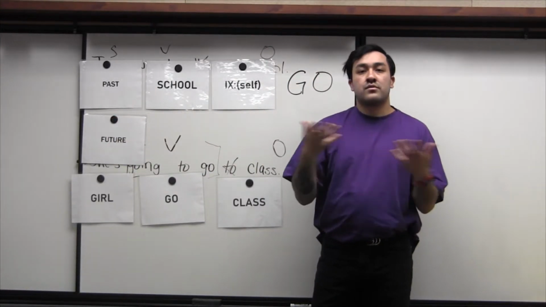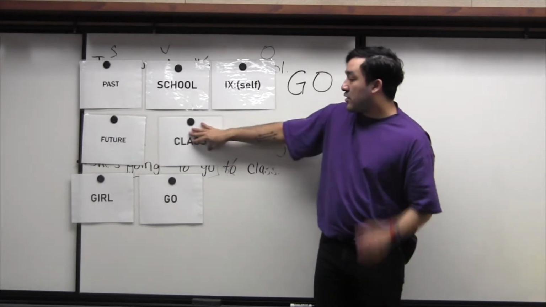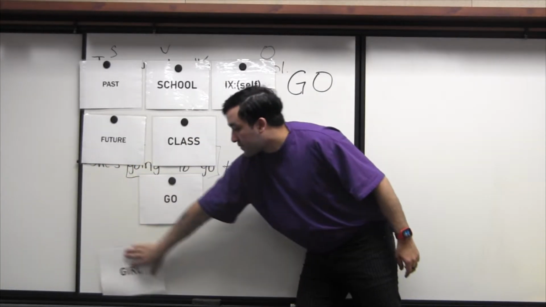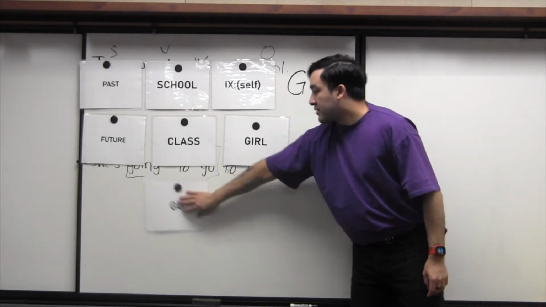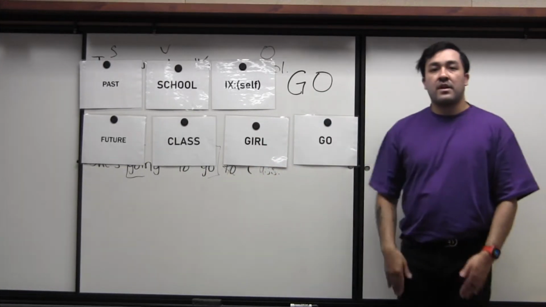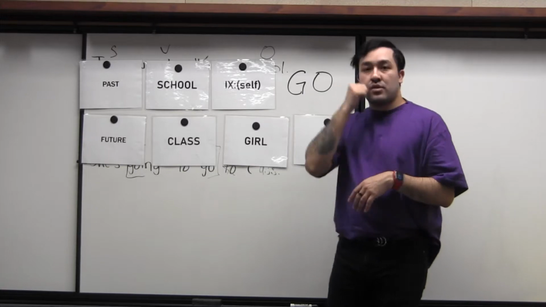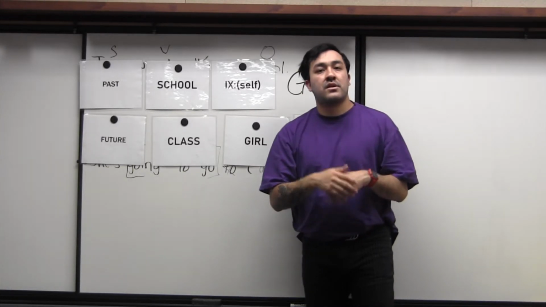So we do know time always goes first, and then we just follow our object, subject, verb. So we have our object, our subject, and our verb. And that's it. So in the future, class, the girl goes.